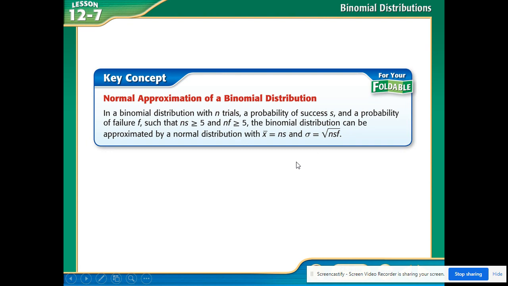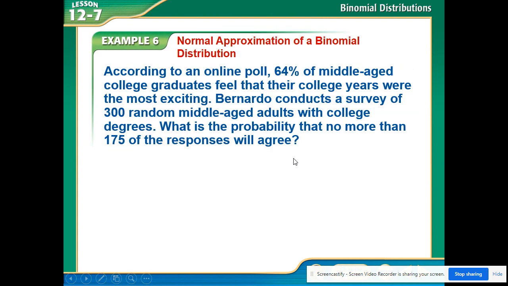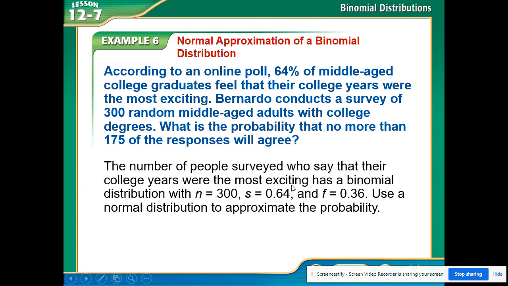All right, so let's see how we can use this. According to an online poll, 64% of middle-aged graduates feel that their college years were the most exciting. So Bernardo conducts a survey of 300 random middle-aged adults with college degrees. What's the probability that no more than 175 of the responses will agree? So we need to take a look at what we've been given. We've been given n being 300, and s is 0.64. So f, again, we have to subtract from 1, is 0.36.